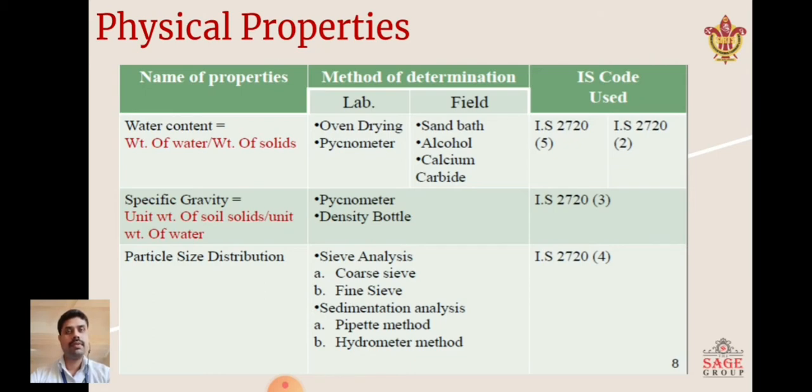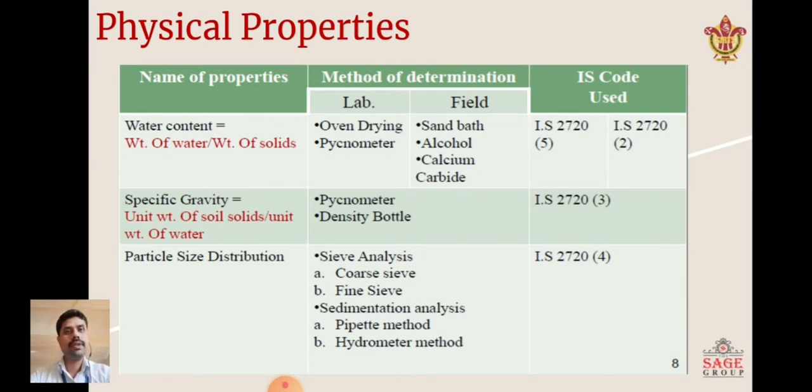Today's topic is properties of soil mechanics, or we can say properties of soil. Basically, there are three types of properties of soil, in which the first one is physical properties, the second one is hydraulic properties, and the third one is mechanical properties. So we will discuss today one by one each of them, in which the first type of property is physical properties. Basically, physical properties are the properties which we can identify physically.